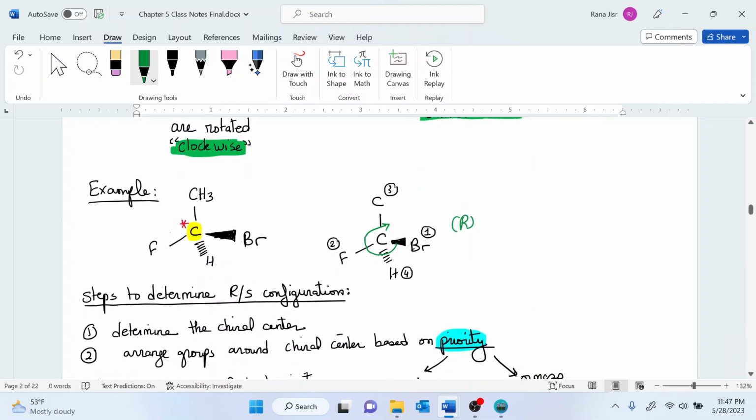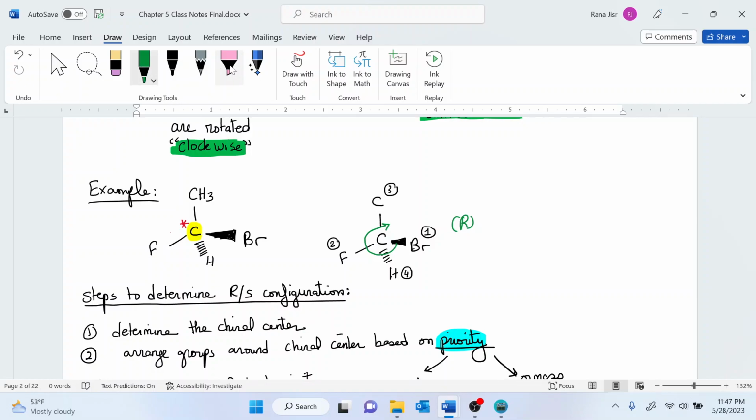So let's have an example. First of all, you would need to locate your chiral center. And by definition, a chiral center is a center that is surrounded by four different groups. Now, after you locate the chiral center, you would need to determine the priority of the groups around the chiral center. The priority is based on either the atomic number or the atomic mass, whatever you want to go with, but you have to move one element at a time.